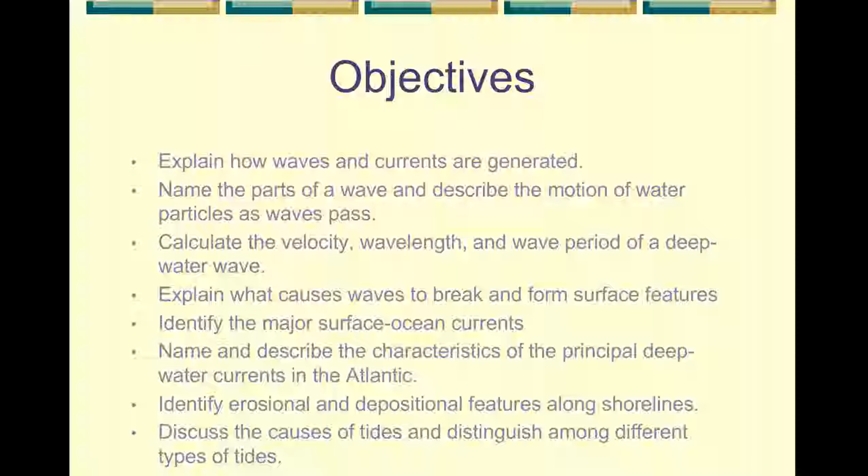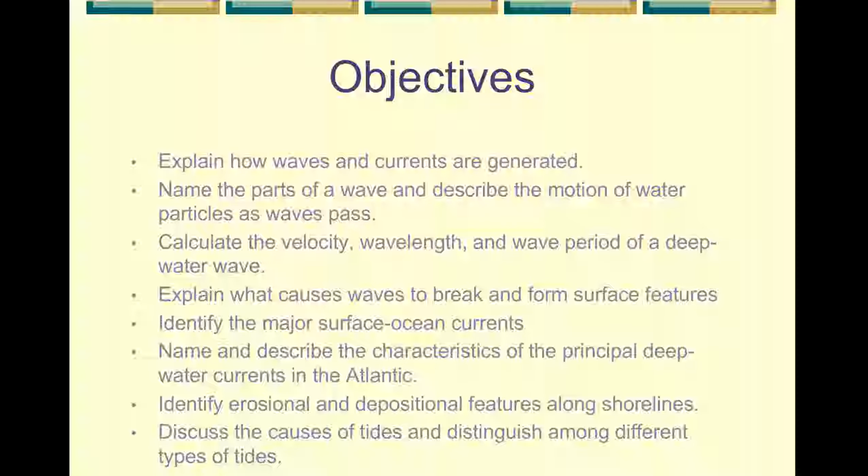And then erosional and depositional features along shorelines. We can talk about things like cliffs, which are erosional features, or a barrier island with sand being deposited, and discussing the causes of tides and distinguishing among different types of tides. A basic understanding of tides is that the sea level rises and falls throughout a period of time, which is related to gravitational attraction between, for the most part, the Earth, Moon, and Sun system.